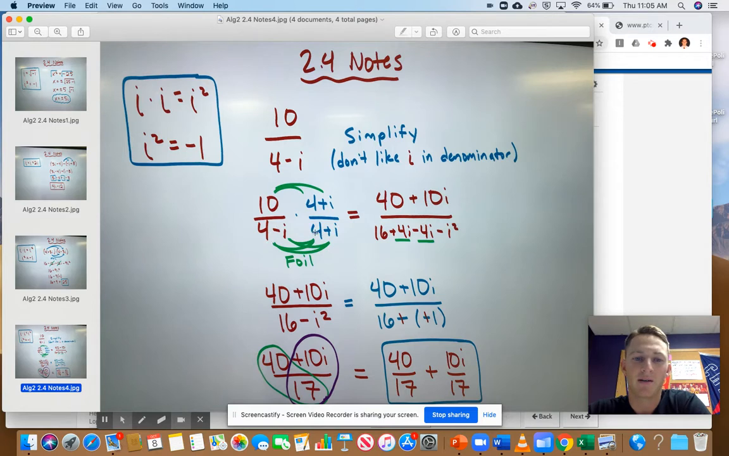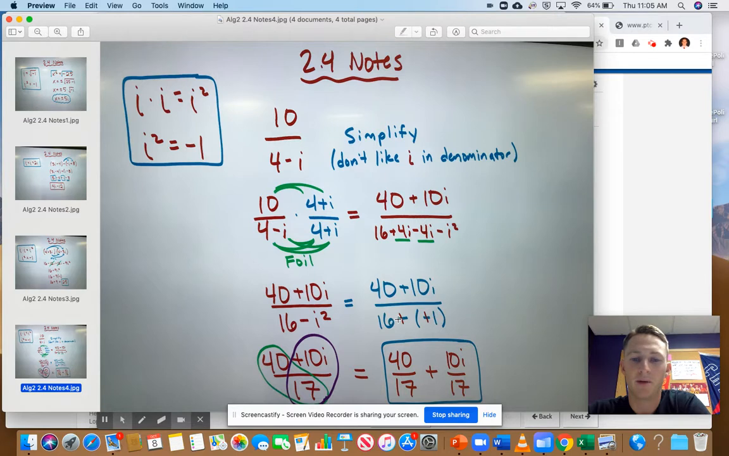FOILing down here, that's 16, that's plus 4i, -4i or minus 4i, and then -i squared. So negative times a positive is a negative. i times i is i squared. Well, we can cancel the inside right here. Plus 4i minus 4i, that cancels out right there in the green. And we're left with 40 plus 10i over 16 minus i squared. But what does i squared equal? It's -1. So the bottom is really 16 minus -1.